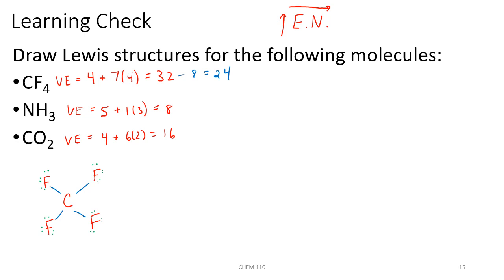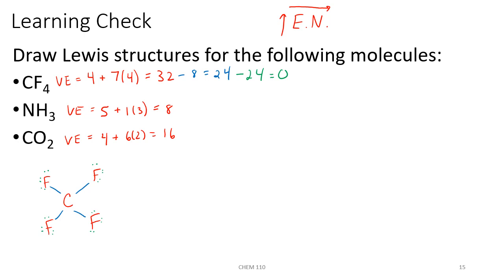In completing the outer octets on our fluorine atoms, we used up the rest of our 24 electrons. Therefore, we have 0 electrons left. This is what we want. We want to use all of our valence electrons when building our Lewis structures. Then we would check and make sure everybody has a complete octet, and everybody does. Therefore, since the octet rule is obeyed, the Lewis structure is complete.